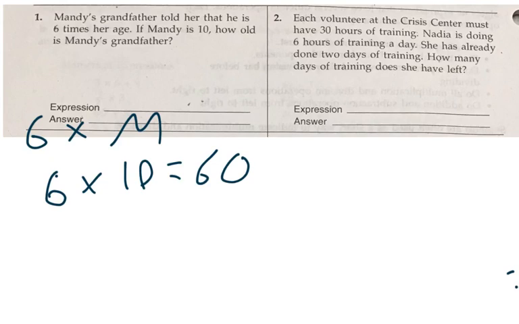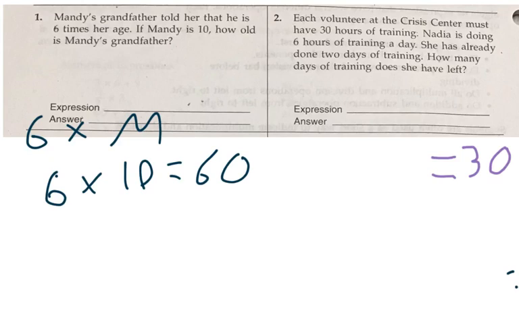Okay, look at number 2. Each volunteer at the Crisis Center must have 30 hours of training. Nadia is doing 6 hours of training a day. She has already done 2 days of training. How many days of training does she have left? So first we need to write it as an expression, as an algebra problem. So she has to do 30. So that's her goal. That's how many she's got to get to. So what that means is we're going to put it on the right-hand side of the equals. So she's got to get 30. It all has to equal up to 30.